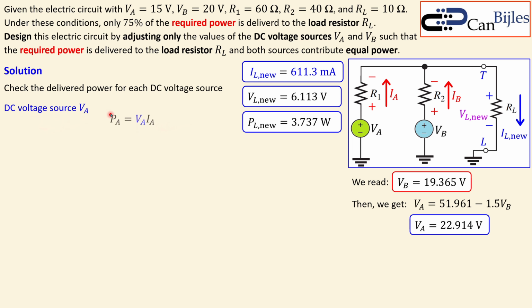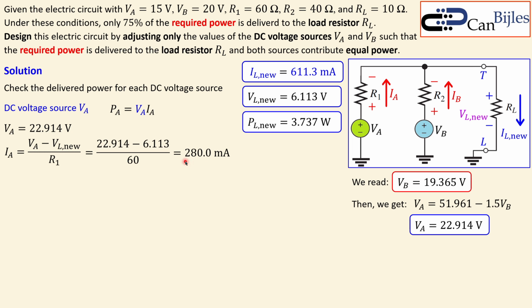Again, the new value for our VA. If I now put it in, that will be 22.914 minus that 6.113 over 60 will give me 280 milliamps. So 280.0 actually, more accurate, milliamps.